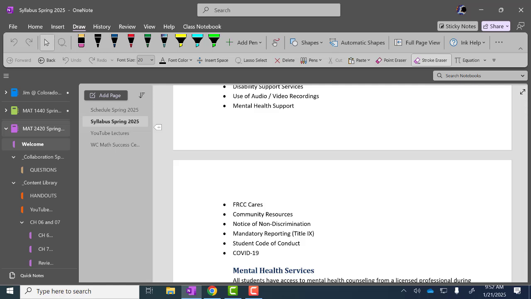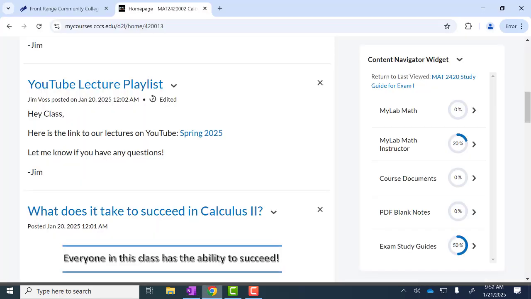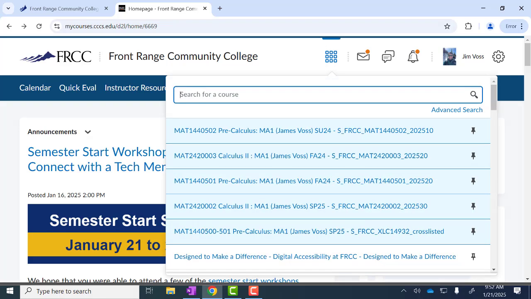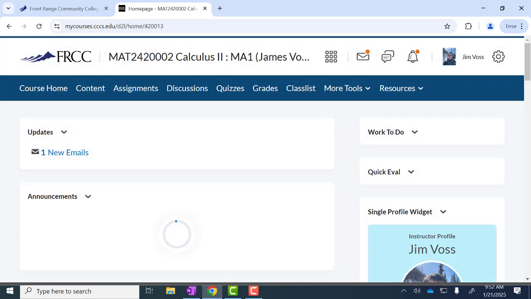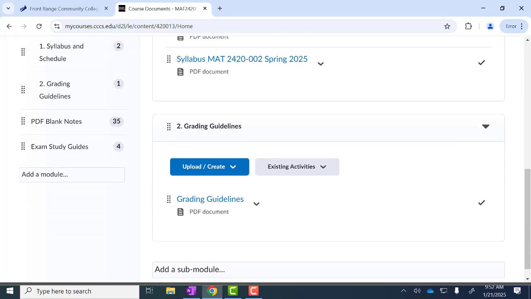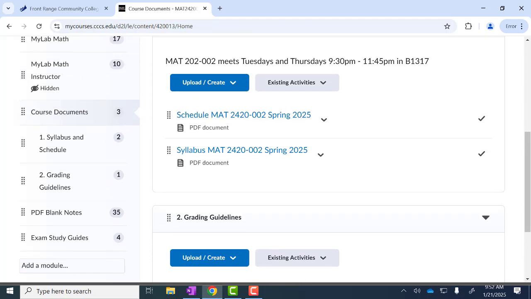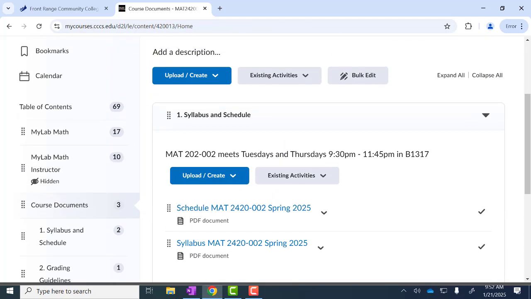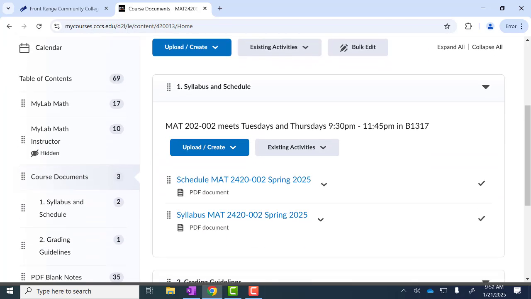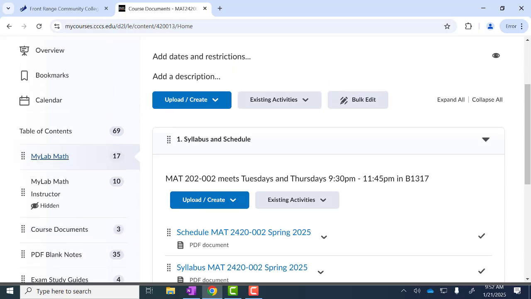You can get the syllabus on my courses, aka D2L. It's also there. So if you come into our course and you go to content, you'll see the syllabus there also. In D2L, under content, that's where you're going to find all of our links. So here's how you get to my math lab.